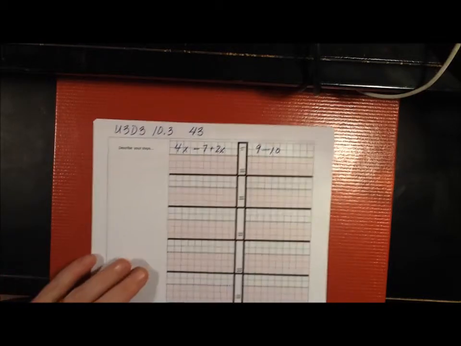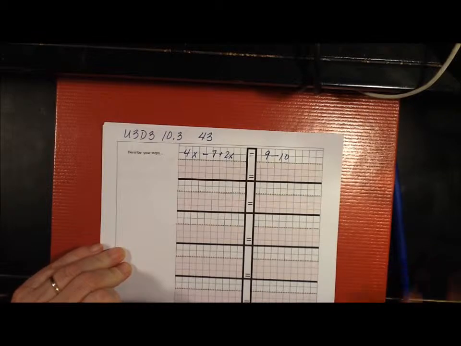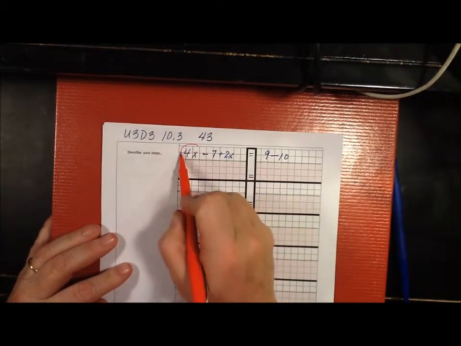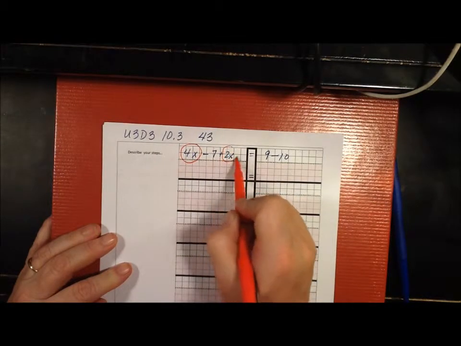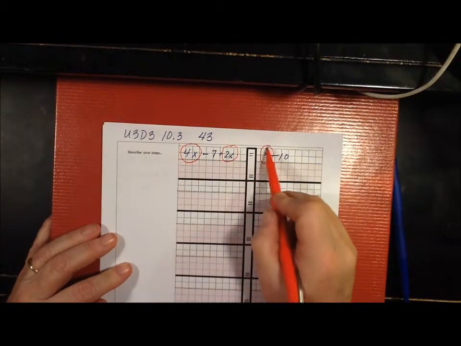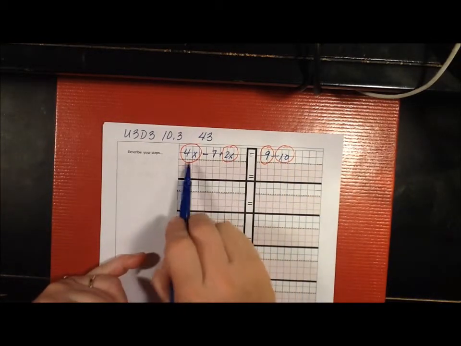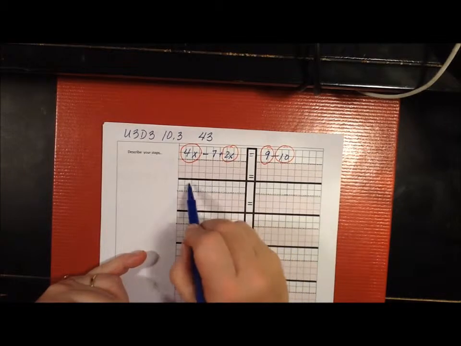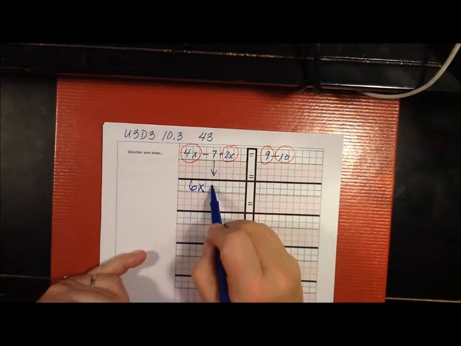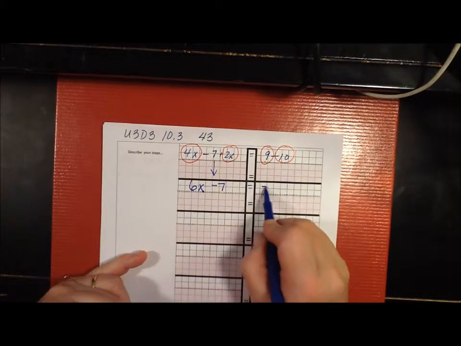Now let's look at number 43. Again, here I don't have anything to distribute, but I do have some like terms to deal with. On the left side I have this and this are like terms. On the right side I have this and this are like terms. So let's take care of that first. 4x plus 2x is 6x. And I'm just going to bring down that negative 7, minus 7. 9 minus 10 is negative 1.